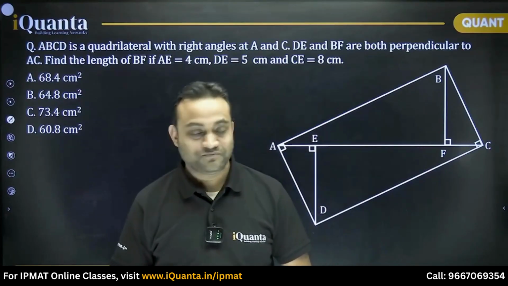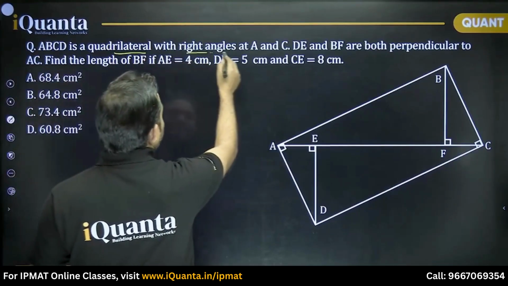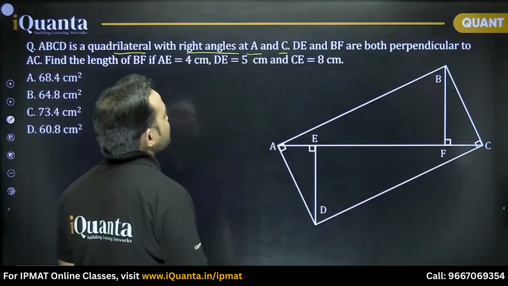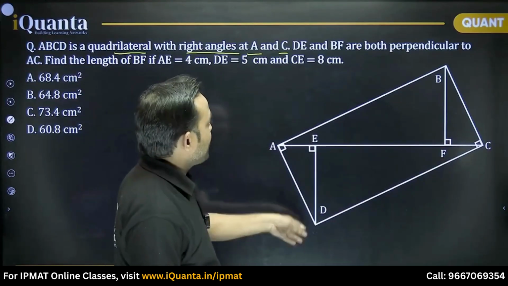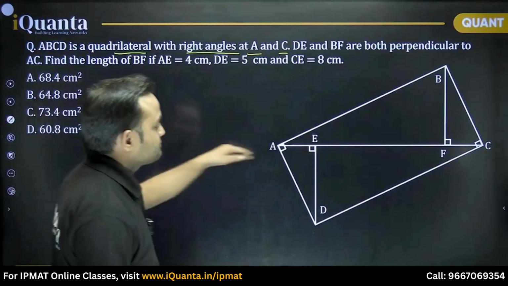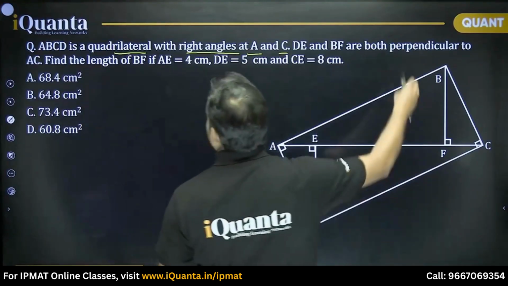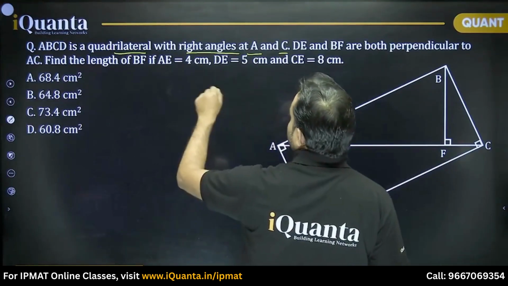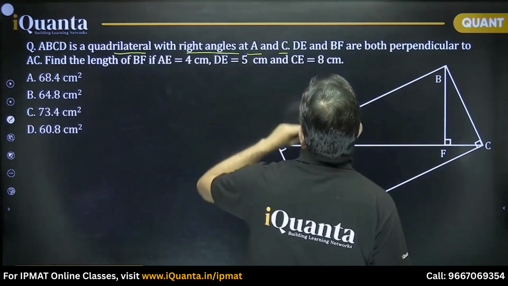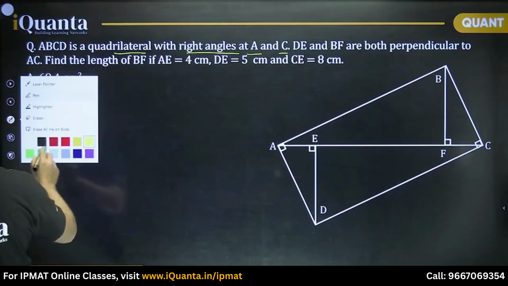Okay. So this question says ABCD is a quadrilateral with right angles at A and C. Angle A is a right angle, angle C is a right angle. DE and BF are both perpendicular to AC. Find the length of BF if AE is equal to 4 centimeter, DE is equal to 5 centimeter and EC is equal to 8 centimeter. Okay, so you can ignore the options here.